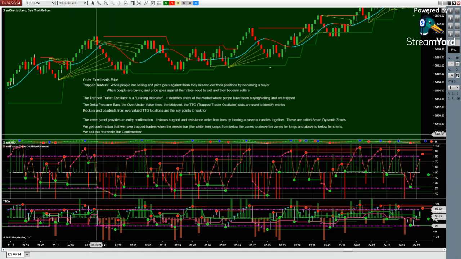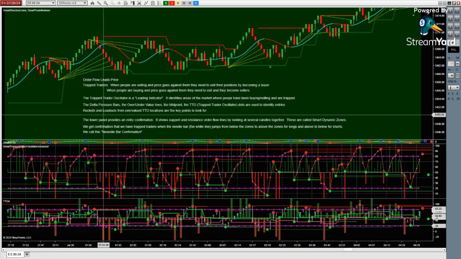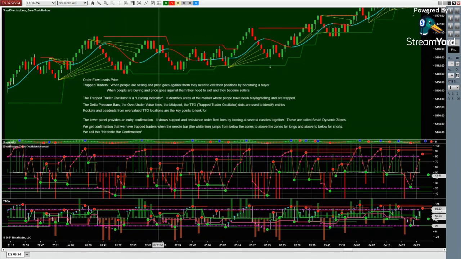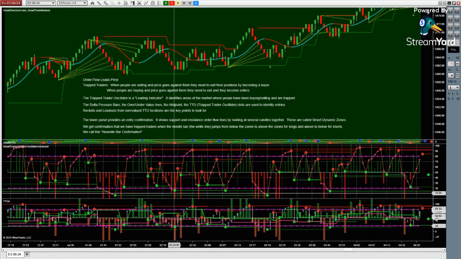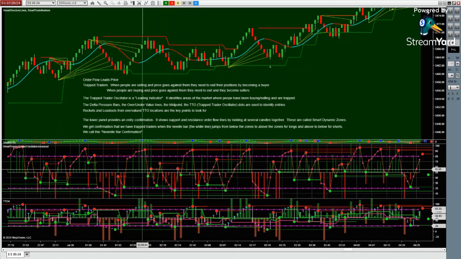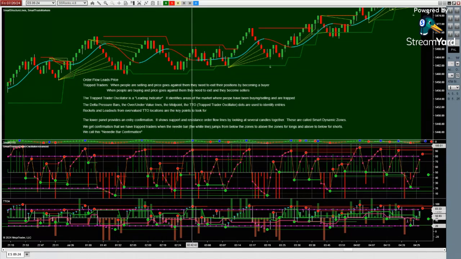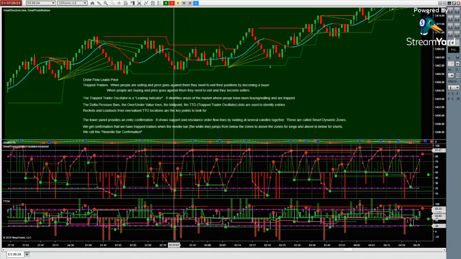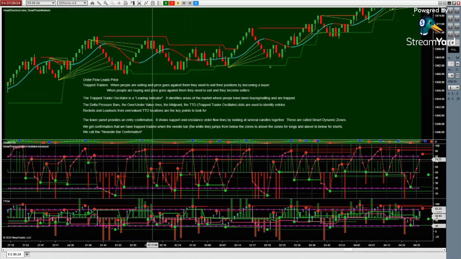We use a couple of additional terms called rockets and lead outs. A rocket is where the pressure is so significant going down that it exceeds the TTO level, and it looks like a rocket. If you look at this particular bar right here, you have that red plume underneath the yellow dot. That looks like a rocket, right? It's a rocket going up in the air. Rockets can also be used for shorts, where if there's a green plume above a red dot, that's also indicating there are more people buying than the oscillator is giving them credit for at that point.